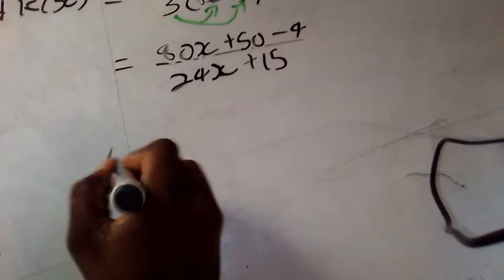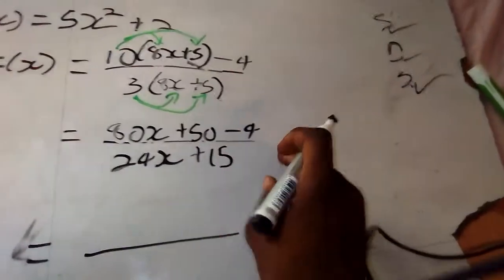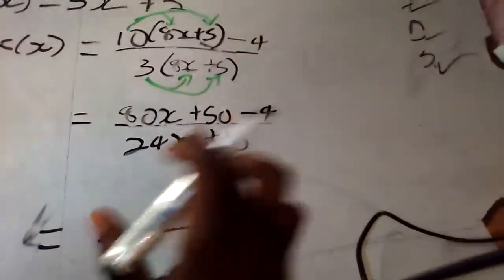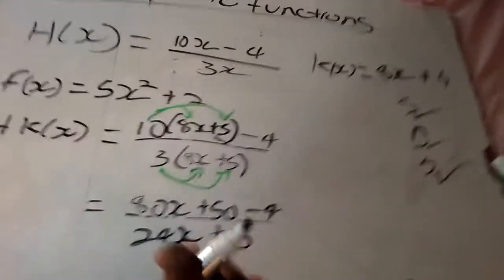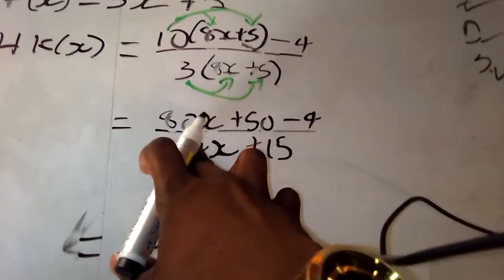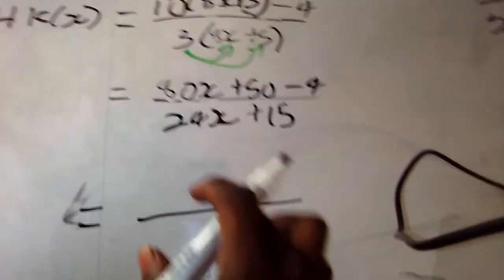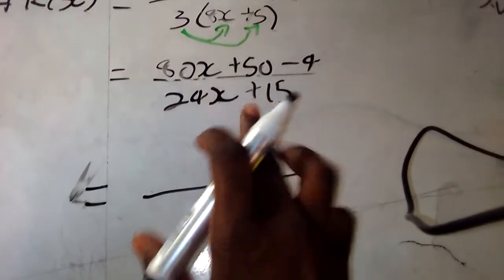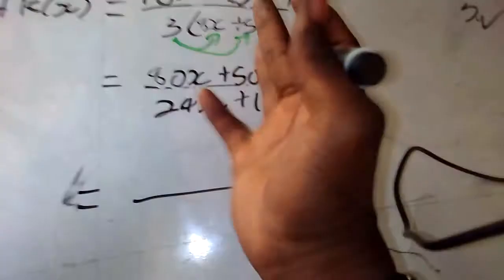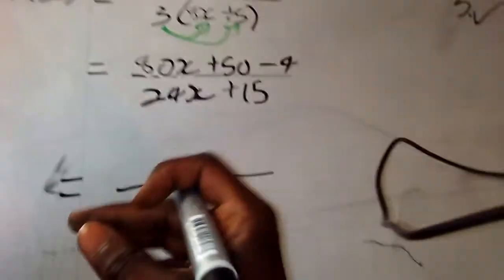Now we are going to pause the video, and I'm going to have you guys simplify. Simplify the numerator, and if there's something to simplify in the denominator, simplify it. The numerator is 80x plus 50 minus 4, and the denominator is 24x plus 15. I'm going to pause it and have you simplify it, and when we come back, we can compare our answers and see if we get the same thing. Alright, ready, set, go.